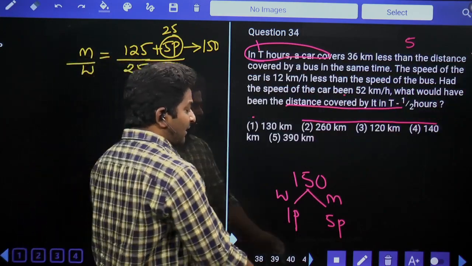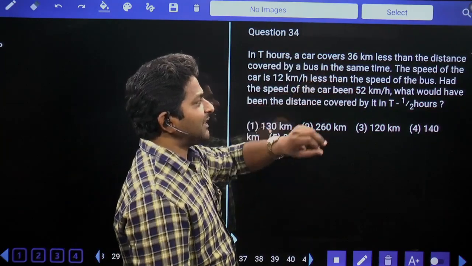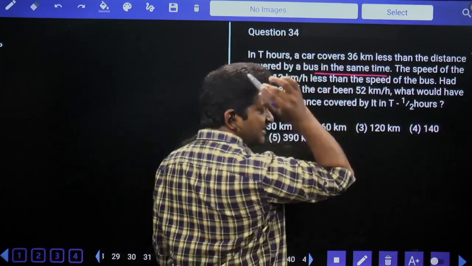Next. In T hours, a car covers 36 kilometers less distance than the bus covers in the same time. Time is the same.